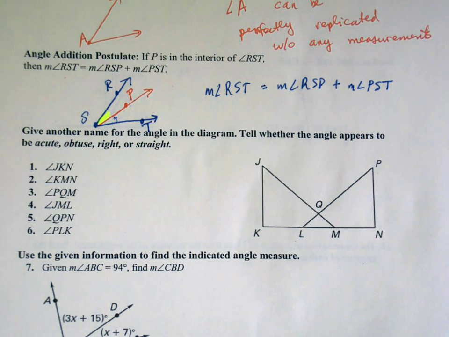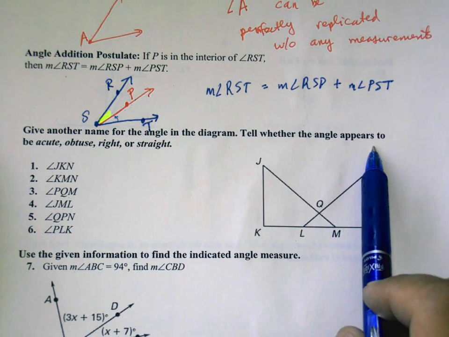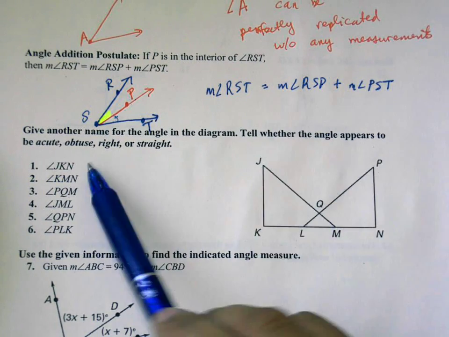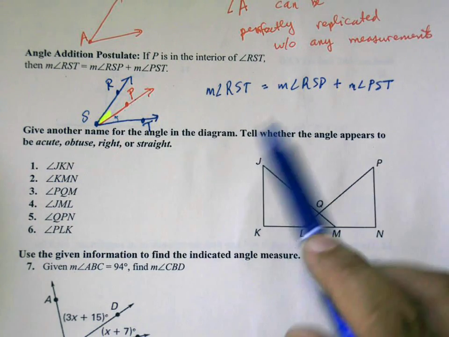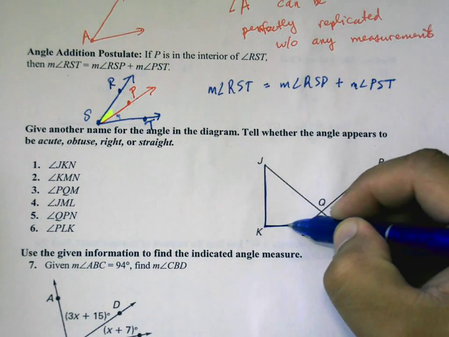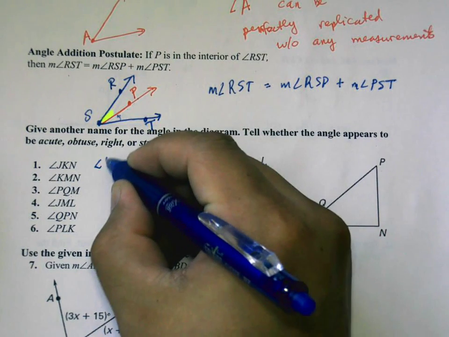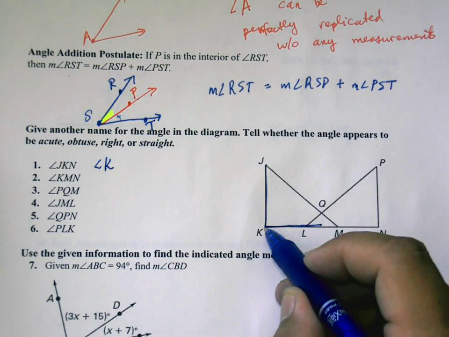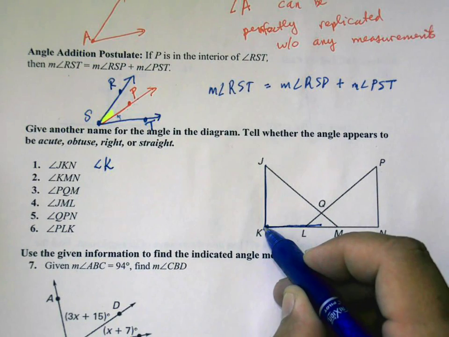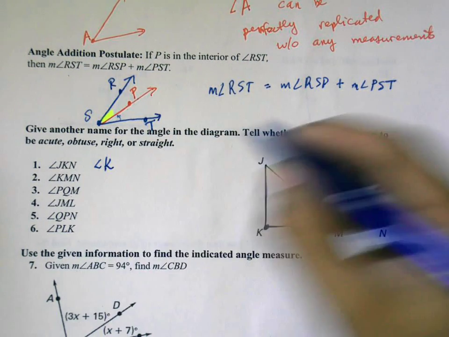Now I'm going to do a couple of these examples, and then I'll ask you just to do the rest on your own. Give another name for the angle in the diagram, then tell whether the angles appear to be acute, obtuse, right, or straight. So the first one is JKL. So that's this one right here. So another name that we can give here is angle K, since there's only one angle with K as its vertex, we can use that single letter.